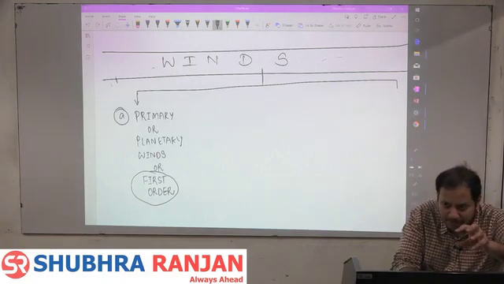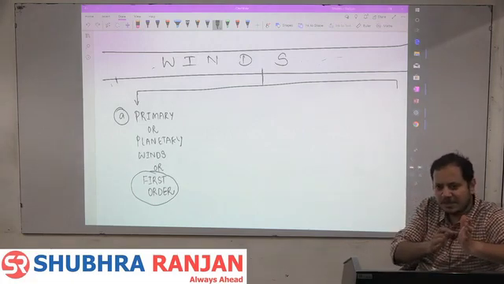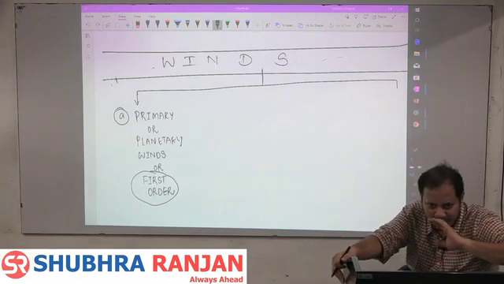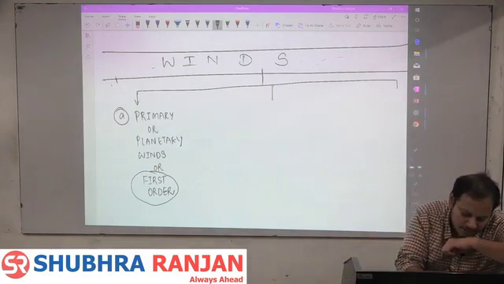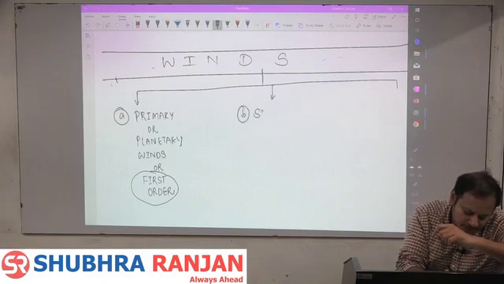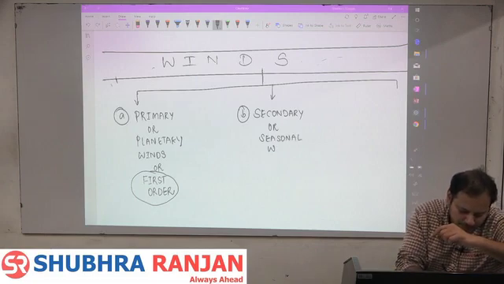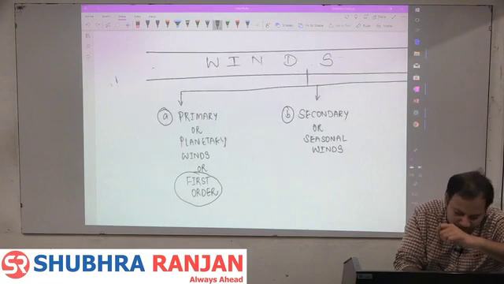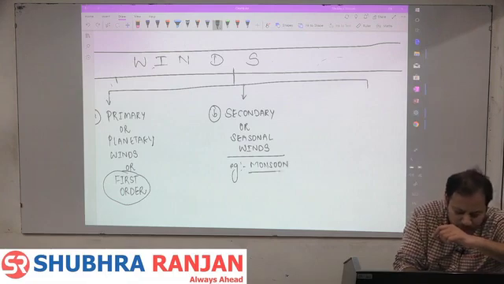When some primary winds are modified at a regional level, trade winds ka direction change ho jayega, wo equatorial westerlies ban jayegi, ya southwest monsoon winds ban jayegi due to the shift of ITCZ, etc. They are known as seasonal or secondary circulation. And isme hamara example is monsoon winds.